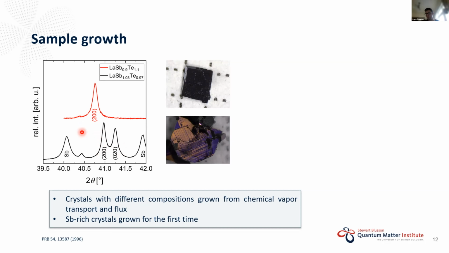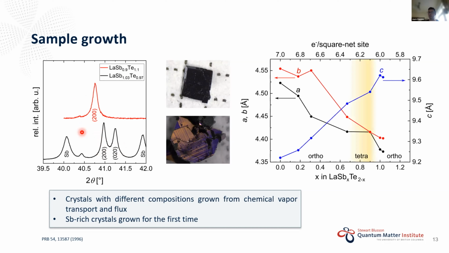If we take some data from the literature, we can construct a similar phase diagram as we've seen for the cerium before, where we plot the lattice parameters as a function of the composition. And as you can see, there's a very narrow range, a bit on the tellurium-rich or antimony deficient side, where we can realize this tetragonal structure. And then on both sides of this tetragonal regime, we realize orthorhombic structures.